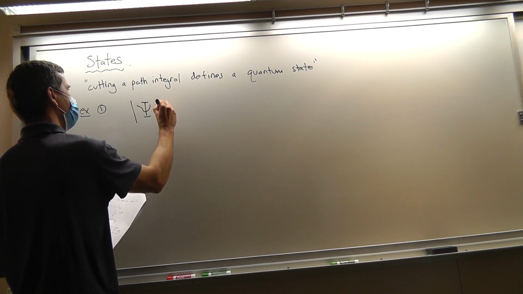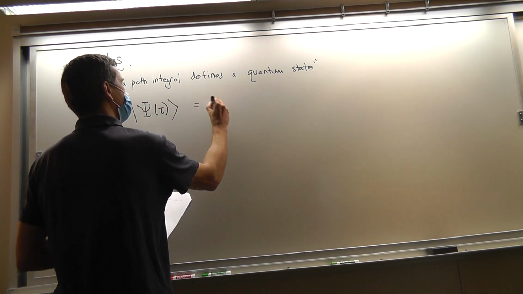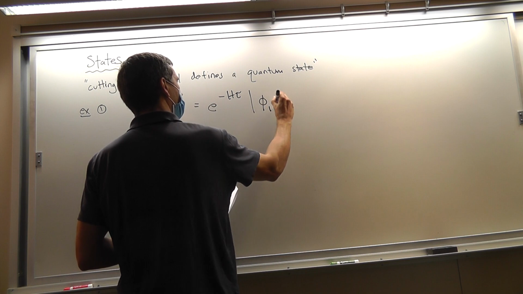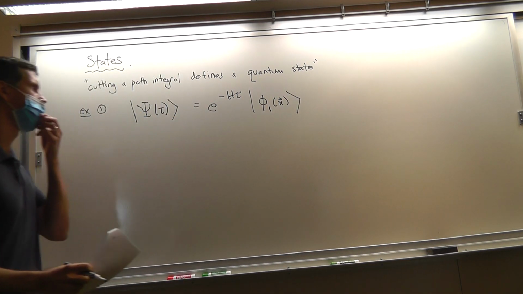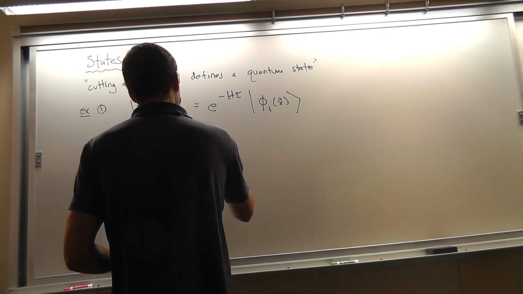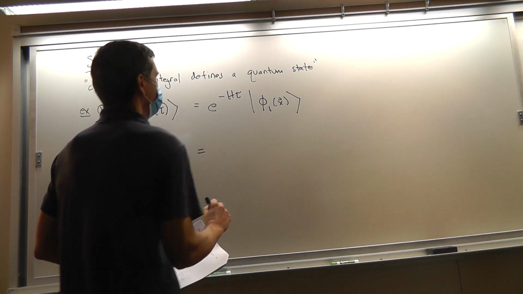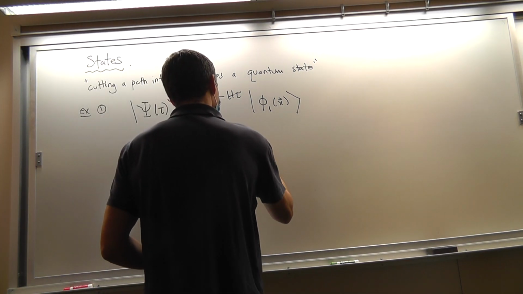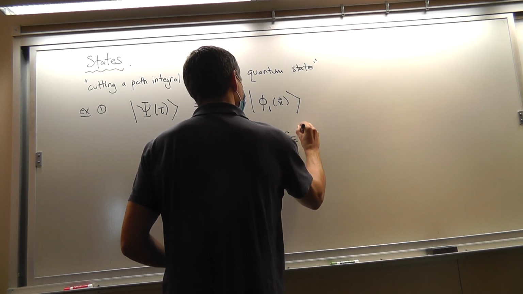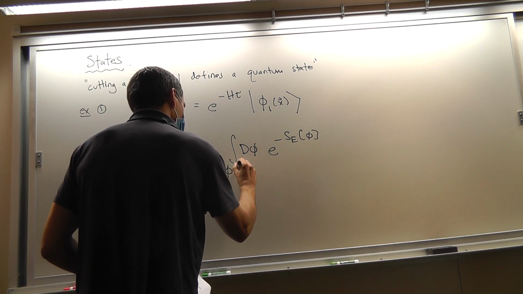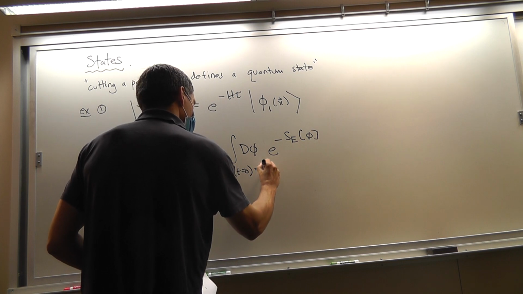Let's define the state psi of tau to be e to the minus h tau times the field state phi 1 of x. We can represent this quantum state by a cut path integral. So what I mean by cutting it is the following. We do a path integral, integral d phi e to the minus S_E of phi, where at the bottom of the path integral we put boundary condition phi of t equals 0 is phi 1.